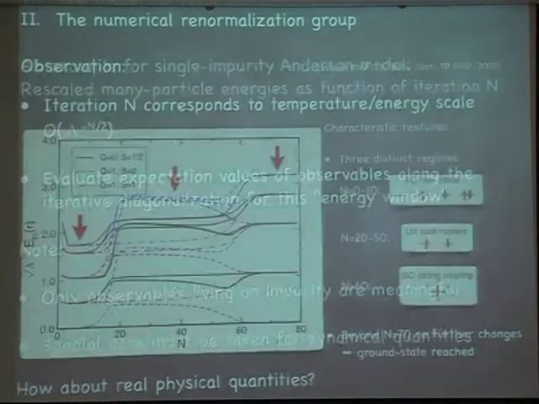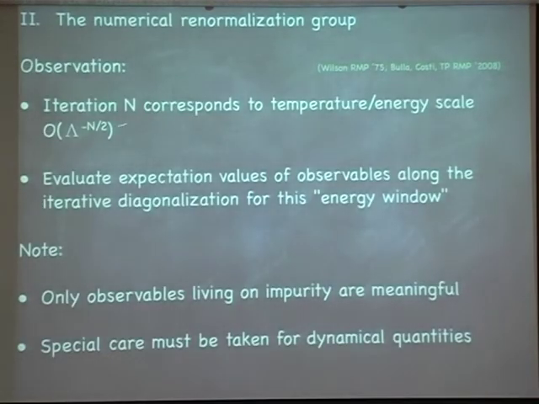So how about physical quantities? Well, what you can do is that each iteration corresponds to some energy or temperature scale, namely of the order of lambda to the minus n half. And you simply evaluate expectation values along the path down the iteration. This is only meaningful for local observables, but that's okay. And one has to be a bit careful when one wants to calculate dynamics.